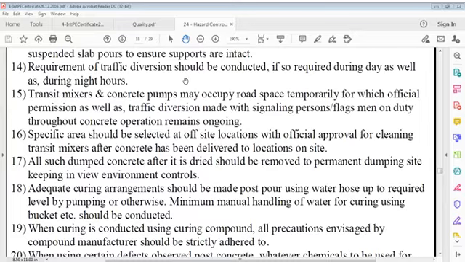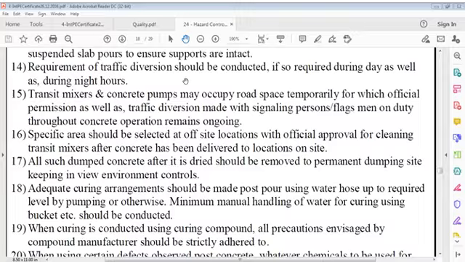All such dumped concrete, after it is dried out, should be removed to a permanent dumping site, keeping in view environmental controls, and that permission must be obtained from the authority. It may be the operational authority or municipality or other local body from whom permission may be required, because this material cannot be kept on site. It must go to its place for further digestion. Whether this material goes to landfill or something else is a different issue.